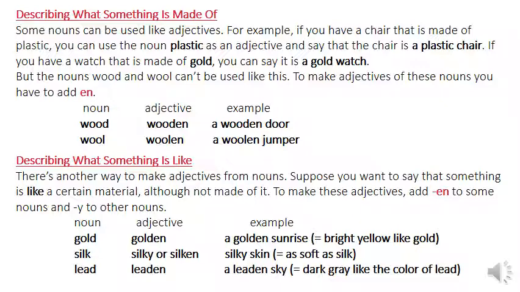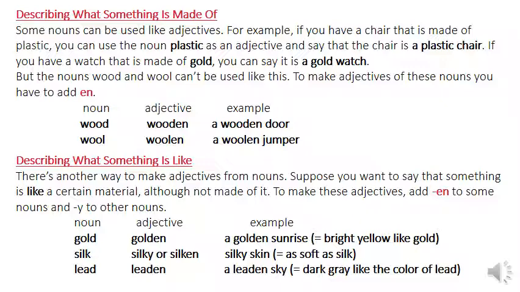So plastic is a noun, but here I can use it as an adjective because it's telling me what something is made of. If you have a watch that is made of gold, you can say it's a gold watch. So here gold, which is a noun, is used as an adjective. But the nouns wood and wool can't be used like this. To make adjectives of these nouns, you have to add en.